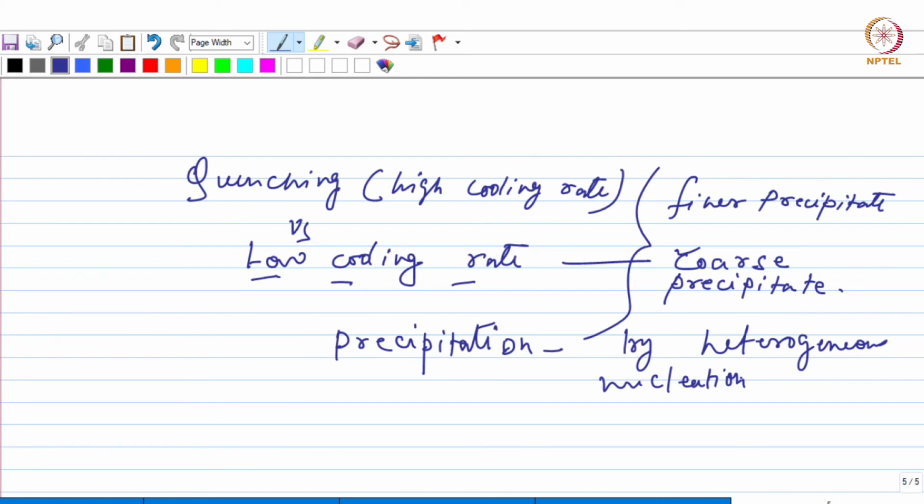Since the cooling rate is low here, the nucleation rate will also be lower. So it will always look for sites in which the nucleation can occur easily. And that is what is known as heterogeneous nucleation, where the nucleation occurs in preferential sites. So in this particular case, where you have the precipitate forming in an alloy, the grain boundaries can act as the preferential sites for the heterogeneous nucleation to occur, and therefore these precipitates will form as a grain boundary phase.